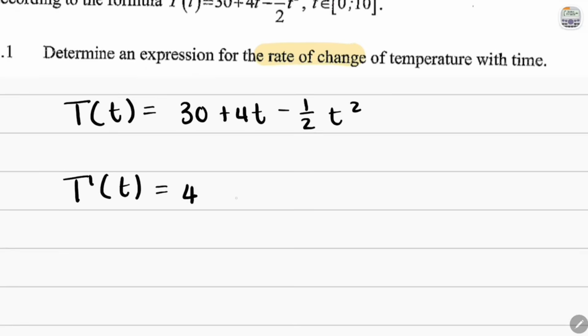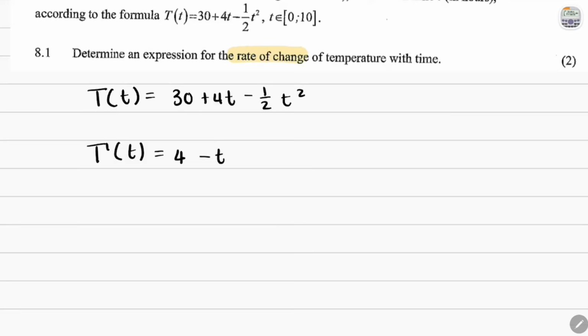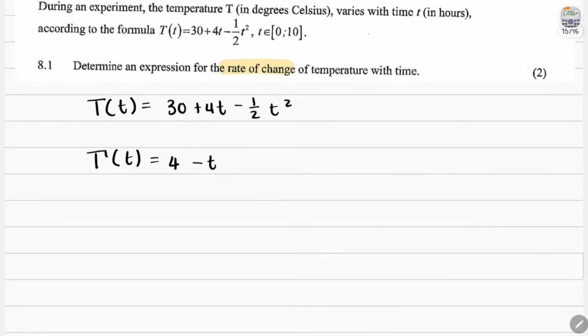So coefficient times exponent, exponent minus 1, that just becomes 0. Anything to the power of 0 is 1. And here, coefficient times exponent, -1/2 times 2. You see those 2's will cancel diagonally, and you have -1. So this is negative, and we have t, and then exponent minus 1 is 1. Okay, so this is our answer, and that is it for this question.